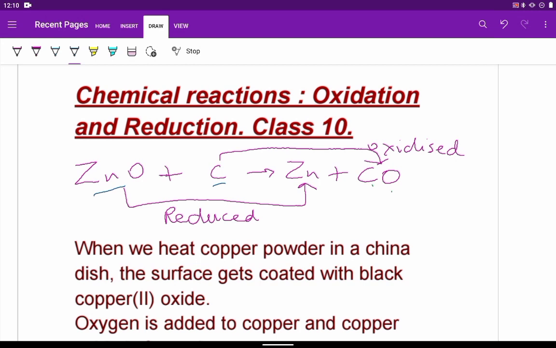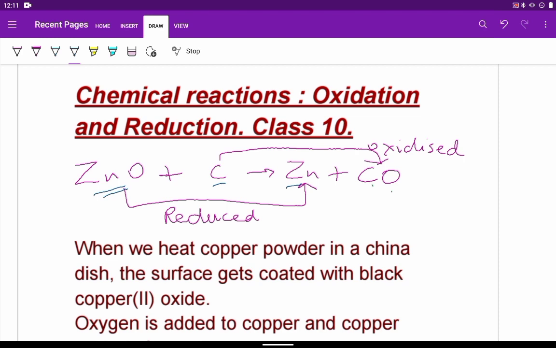That is, we find that ZnO, zinc oxide, is losing oxygen and this oxygen is taken up by carbon to form CO. So when ZnO loses oxygen, it forms Zn, zinc, and carbon on gaining oxygen becomes CO. So when carbon is taking up the oxygen, it is getting oxidized to CO. ZnO is reduced to Zn, it is losing oxygen, so we are terming it as reduction.